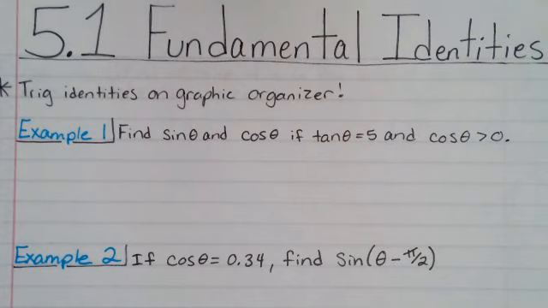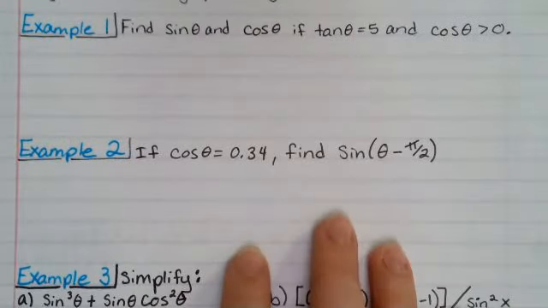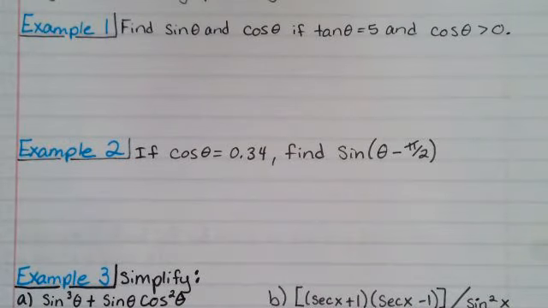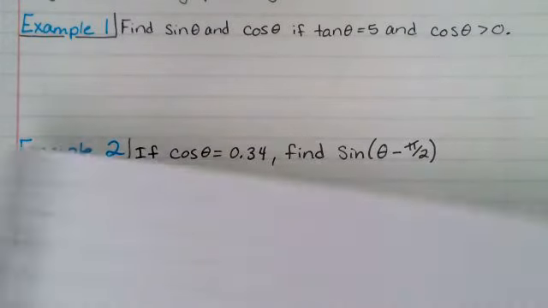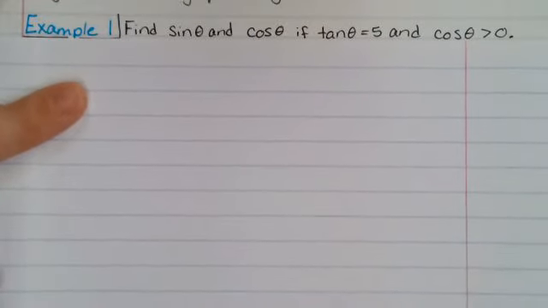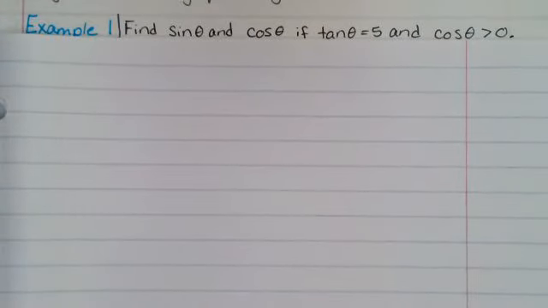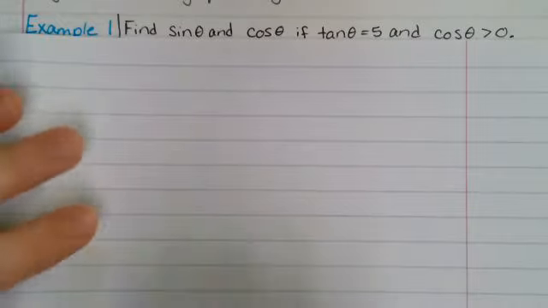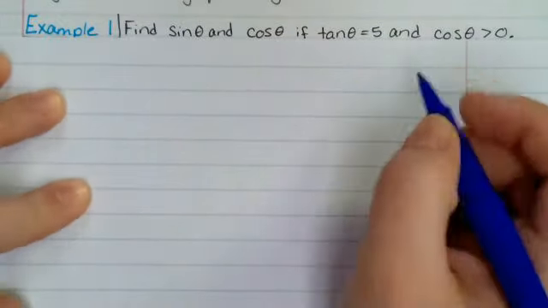And the first question, they said, find sine of theta and cosine of theta if tangent is 5 and cosine is greater than 0, so cosine is positive. Now, this is technically not really a new thing, but I don't think we've had one like it in our notes or on a worksheet somewhere. So I just figured it doesn't hurt us to see one of these all together, just to make sure we're on the right page.